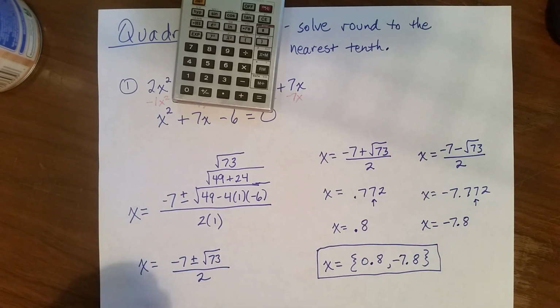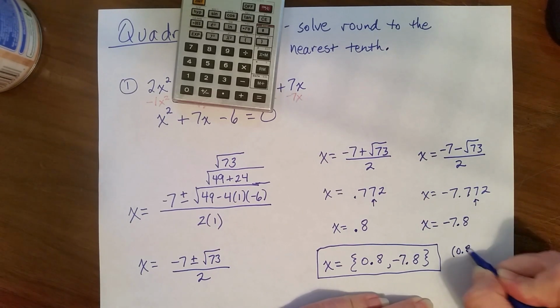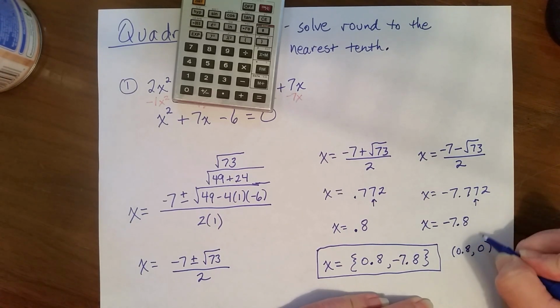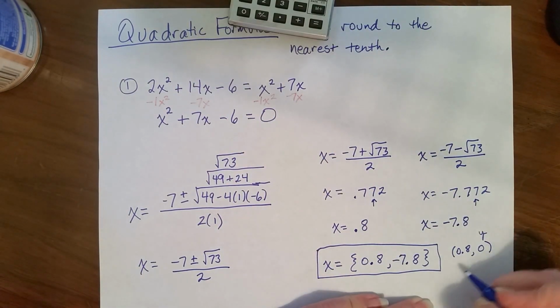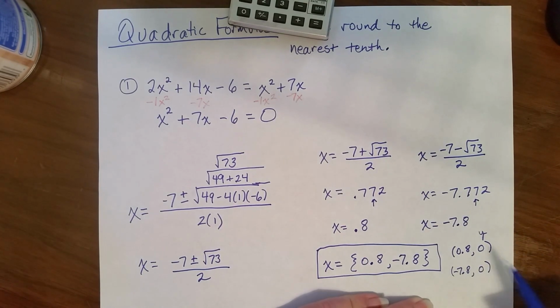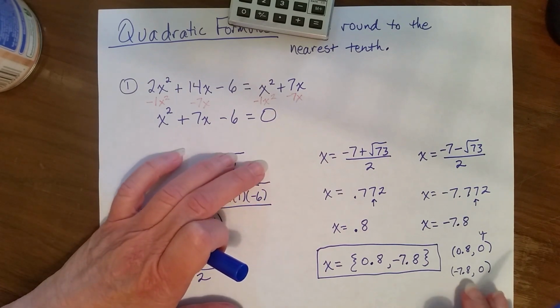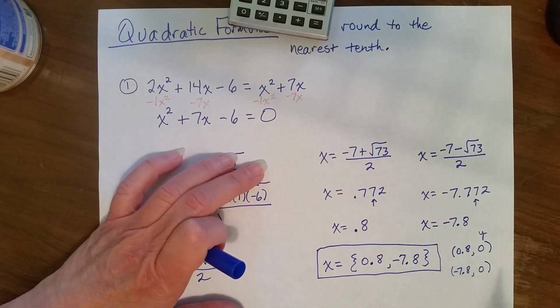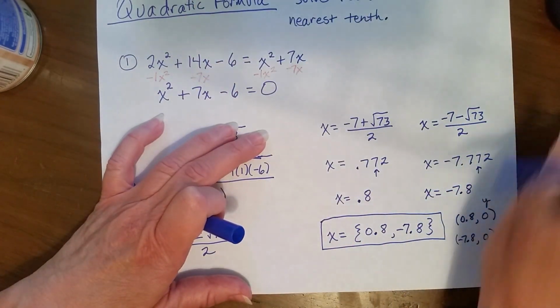Okay, keep in mind what you're getting here is 0.8, comma 0, because this is when y equals 0. When y equals 0, and then you get -7.8, comma 0. So you don't have to split it up like this at all. In fact, don't. But I'm just showing you what you're finding. Again, what you're finding, and I just have to show you this because I want it to all tie together.